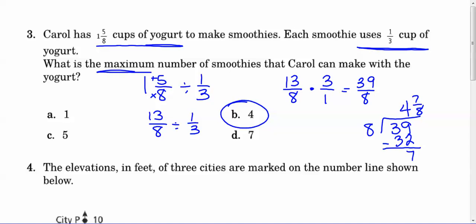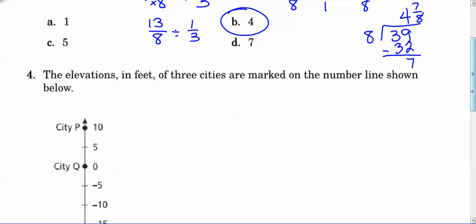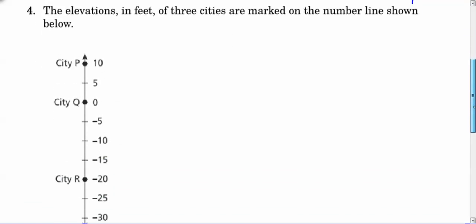All right, and the last question I'm going to go over with you today is from Module 3 again. It shows a vertical number line, and it's got some positive and negative integers showing the position of city P and city Q. And it says the elevations in feet of 3 cities are marked on the number line shown below. Oh, I almost forgot city R there. So anyway, let's see what they have to say.